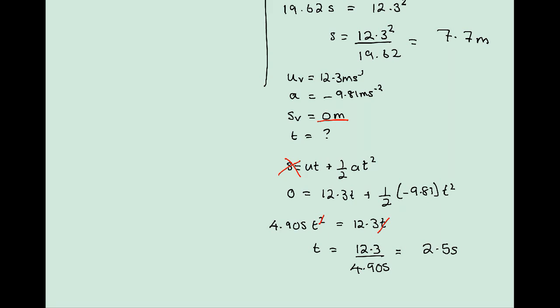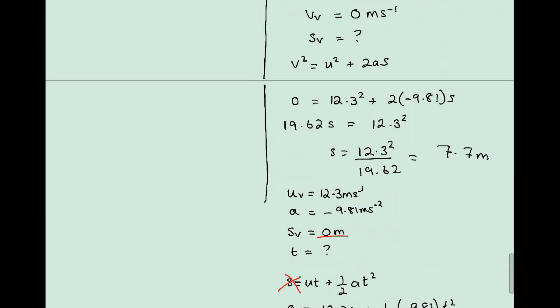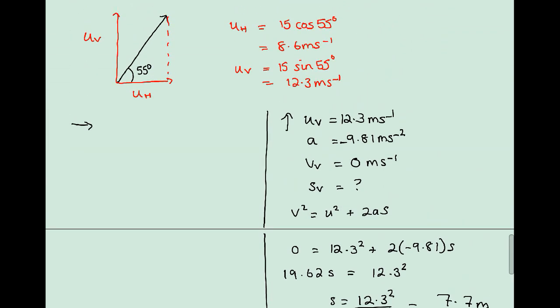Now the last part of this question was to find the horizontal distance travelled. Sometimes this is called the horizontal range. And if you remember from before, this 2.5 seconds is the piece that we can take up to the horizontal side. So let's move back to the horizontal. Let's put our time in first before we forget. t is 2.5 seconds. We know our initial horizontal speed is 8.6 meters per second. We know our acceleration is 0. And we're trying to find a displacement.